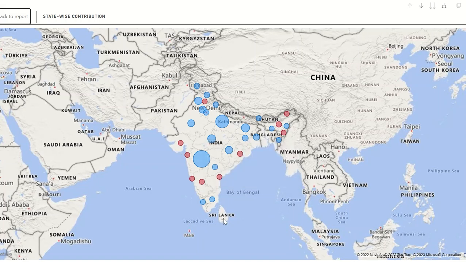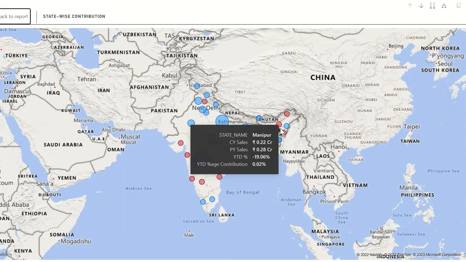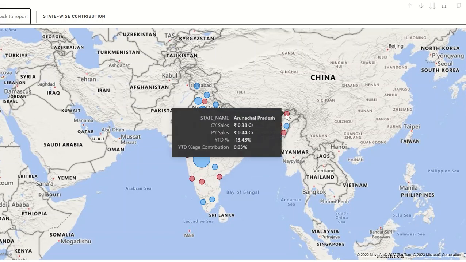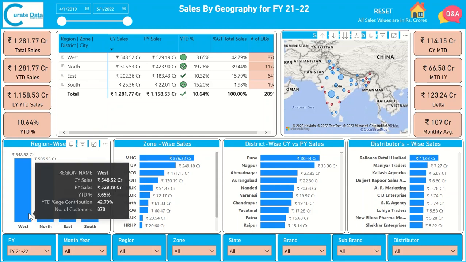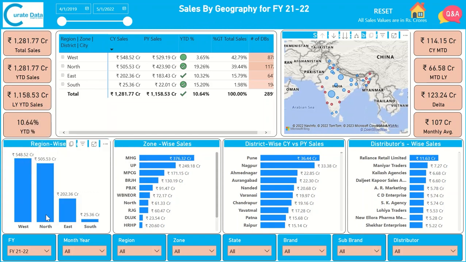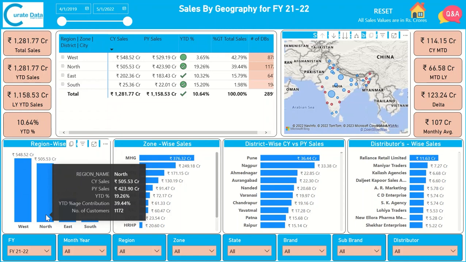So by this map as well, you can see which are growing states, which are degrowing states. In the east region, you can see there are three red bubbles: Manipur, then Assam, and Arunachal Pradesh. These three states degrew by most of like 15 to 20%. Coming back to the dashboard, you can see there is a region wise sales. You can see West is the highest contributor, 548 CR. North is second highest with 505 CR.